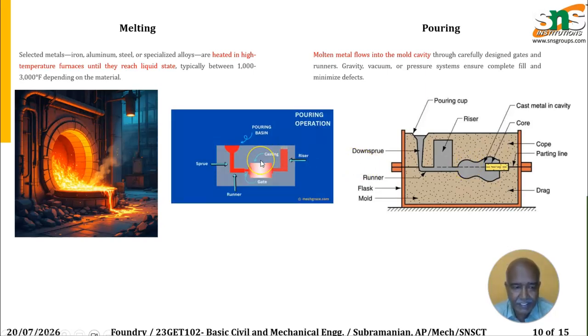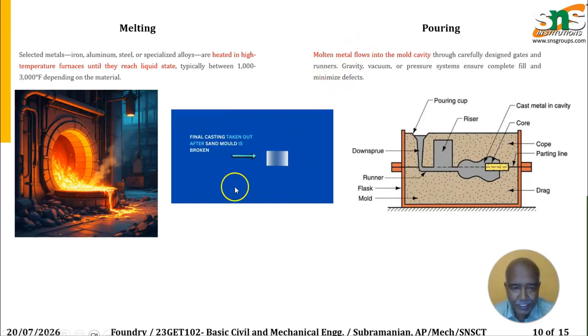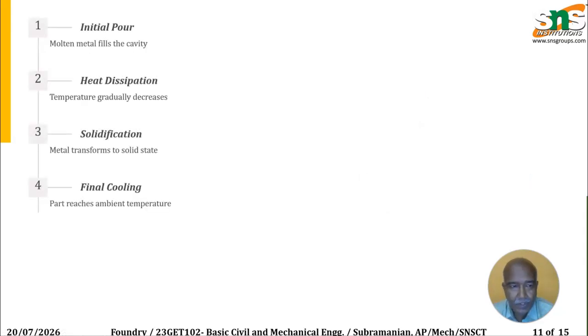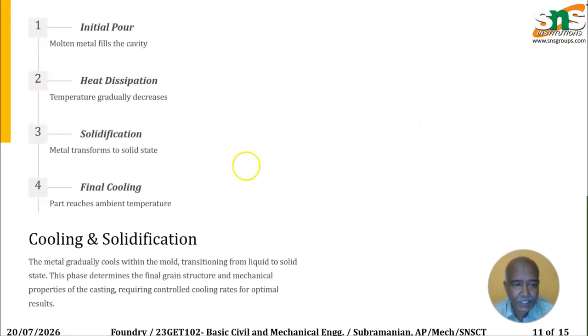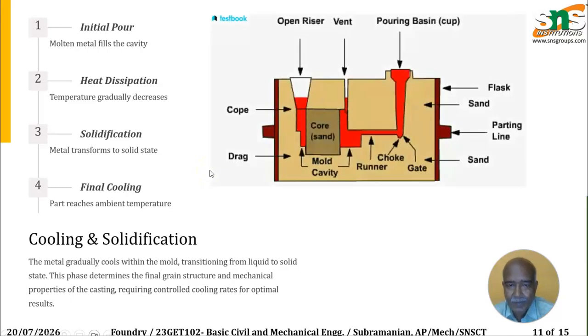Here you can see the pouring itself in the animation. This is the pouring part. This is the sprue through which the metal is poured, and finally you get the part. This is the product you are getting here. Initially we pour it, and there is heat dissipation. The next step is solidification. Finally there is the final casting and solidification. So this is the part.